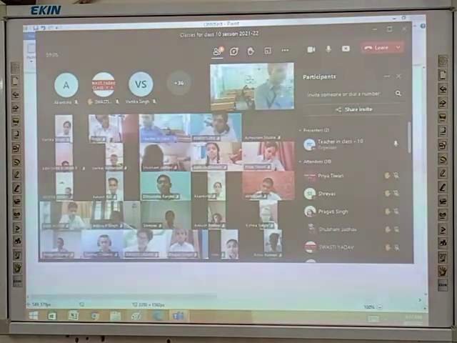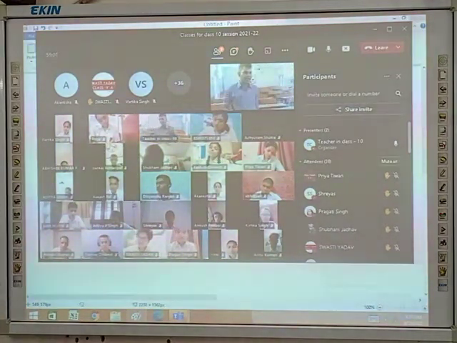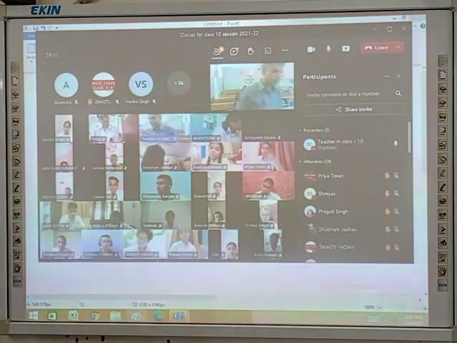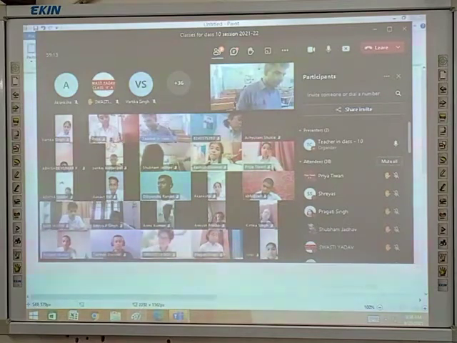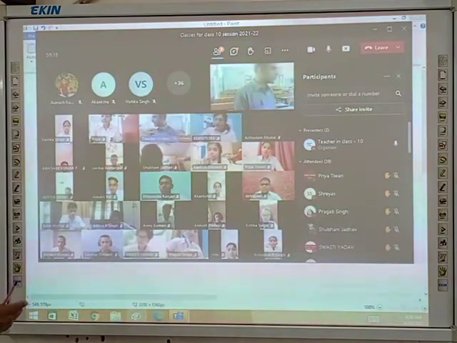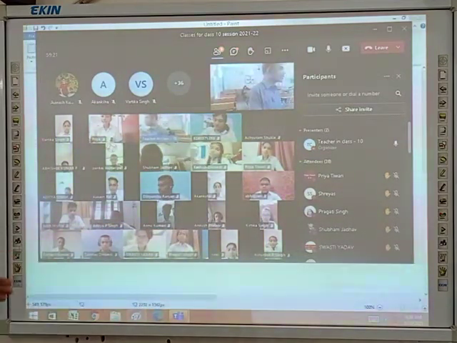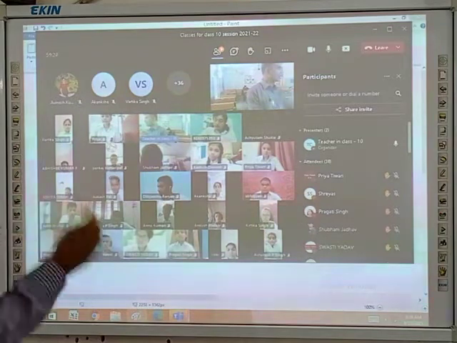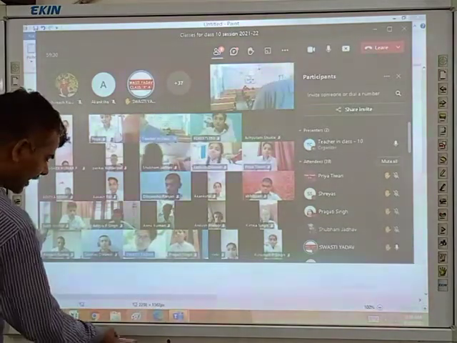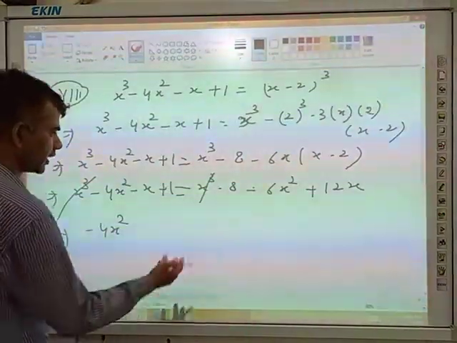Avinash Kumar, what are like terms? Like terms are those whose variables are the same. That is x square and x square are like terms, x and x, constant terms are like terms, x cube terms are like terms. The variable should be the same. Whose variables are the same, that is called like terms.